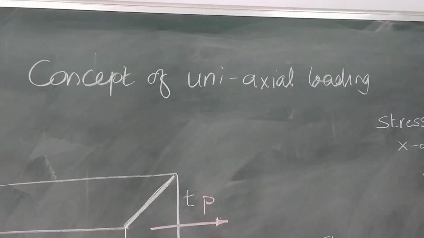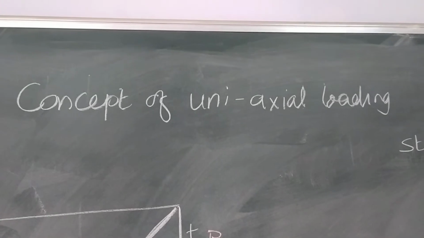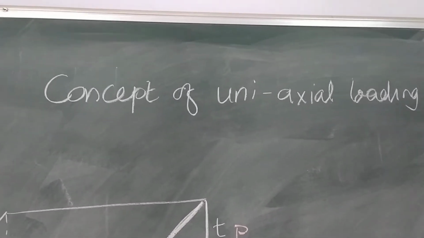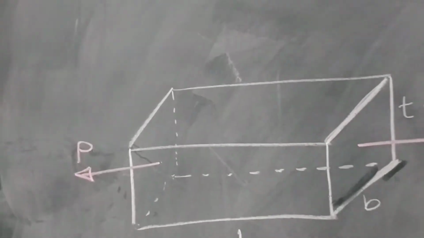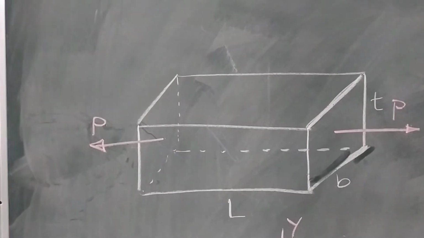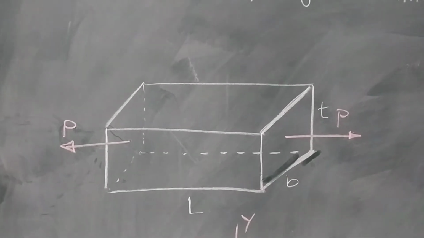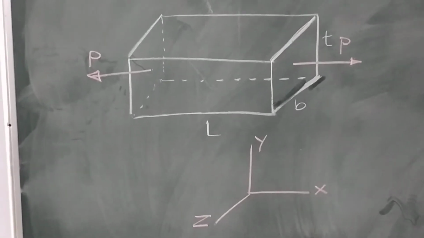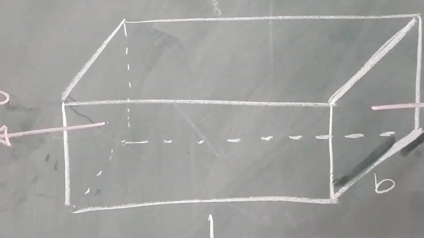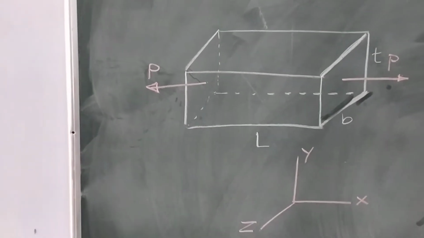Hello friends, now let us study the concept of uniaxial, biaxial and triaxial loading. Let us start with uniaxial loading. Consider this box which is subject to uniaxial loading. That means load on one axis only, that is the x axis. This is a load P acting through the x axis only.